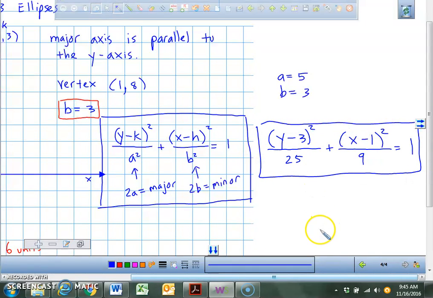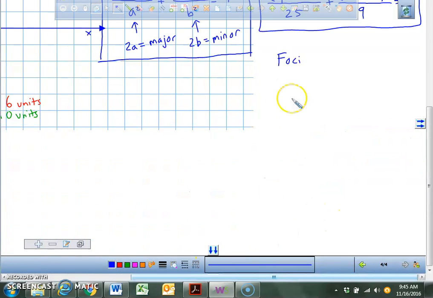Now, the last thing I want us to do in this problem, even though we didn't have to do it, is what if they asked us for the foci? Or if they gave us the foci, how could we work our way back and find the A or the B? So what formula is going to be very, very important for foci? C squared equals A squared minus B squared.